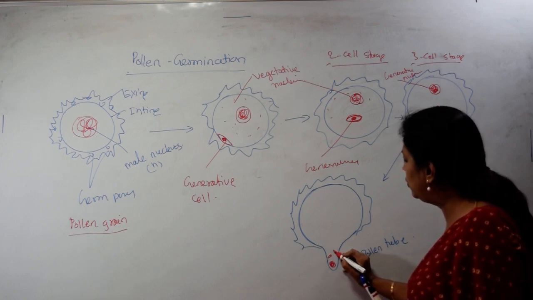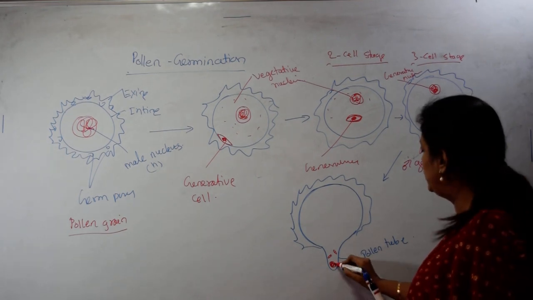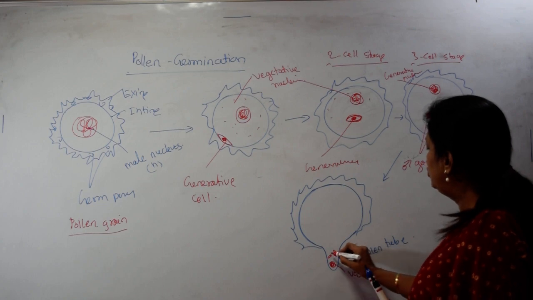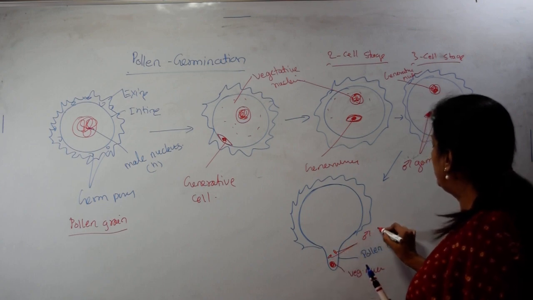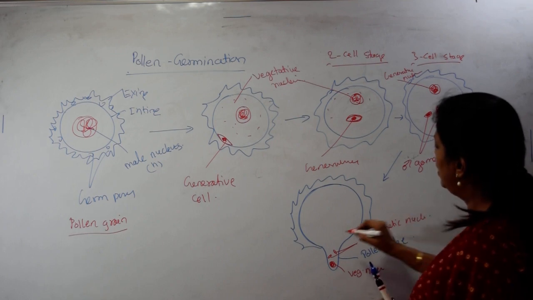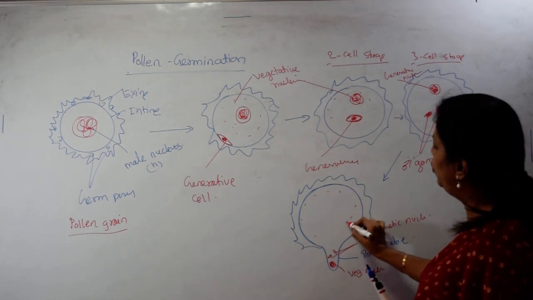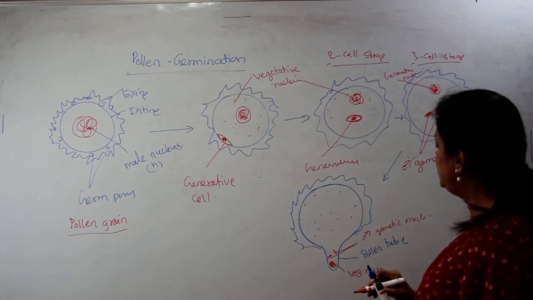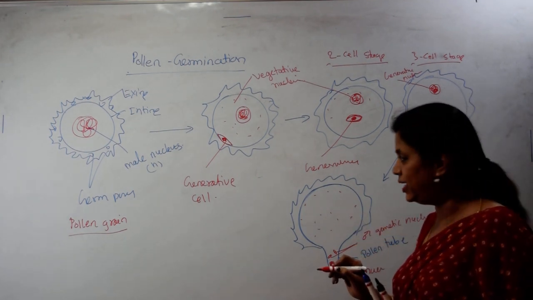The two male gametic nuclei, and this is the vegetative nucleus. These are the two male gametic nuclei. Okay, and the cytoplasm starts pouring into this. Okay, this is the formation of the pollen tube during germination.